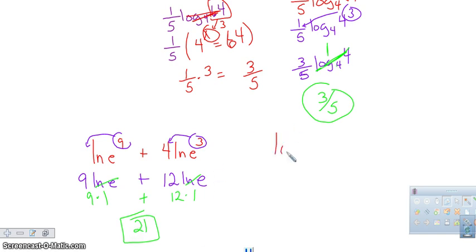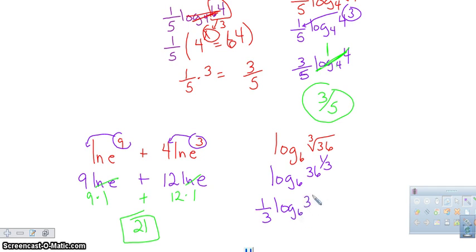Let's try one more. Let's try log base 6 of the cube root of 36. So that's the same as log base 6 of 36 to the 1/3. So that's 1/3 log base 6 of 36. And if you're getting really good with logs, you can figure out that this has to be 2. So 1/3 times 2 is 2/3.